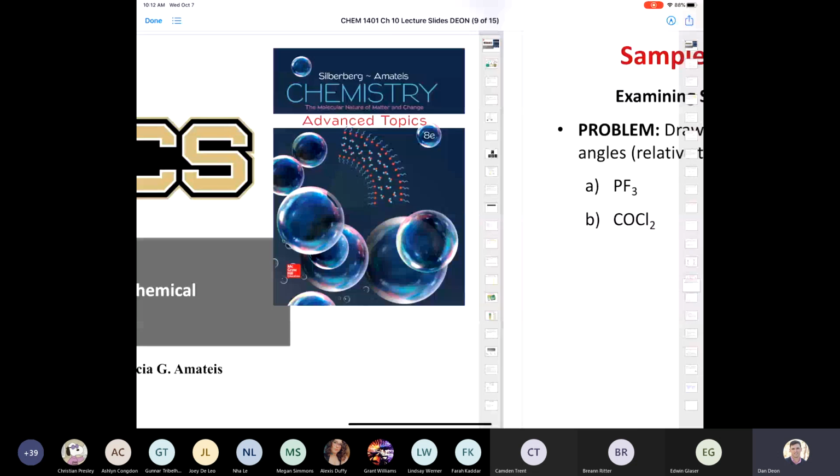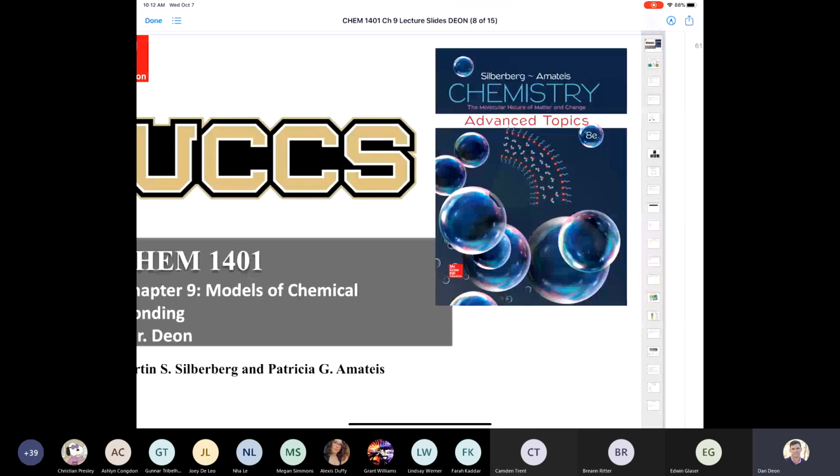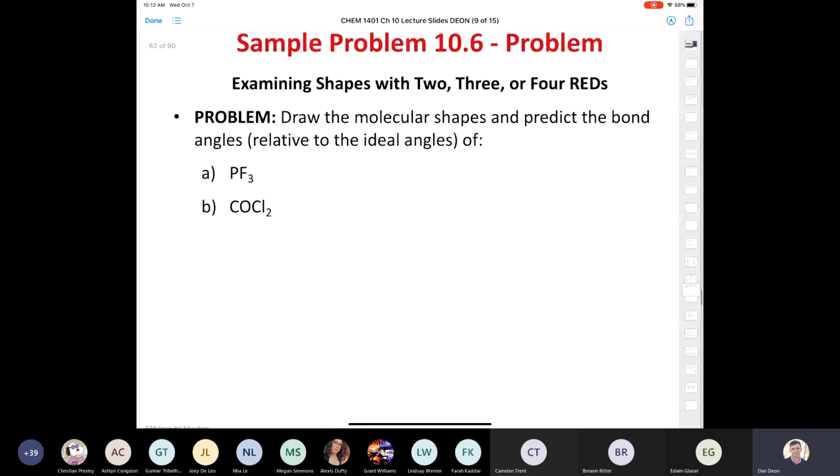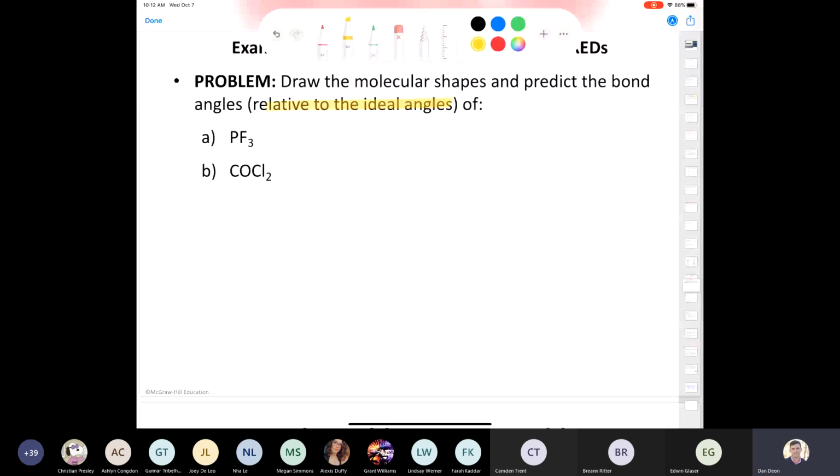Let's start with PF3, so phosphorus trifluoride. And it says here, draw the molecular shape, predict the bond angle relative to ideal angle. So relative to ideal angles, all that means is good enough, okay? Something that's acceptable. Again, Mr. Dion is not insane, okay? Not that insane. He doesn't expect you to memorize every bond angle under the sun. So let's get started and draw the Lewis structure of PF3.